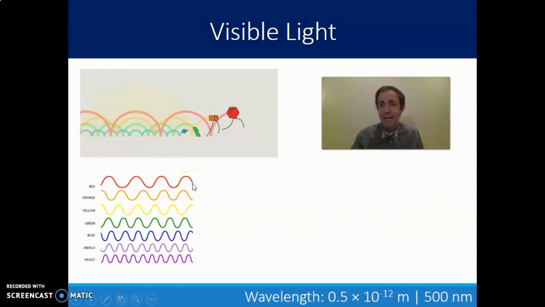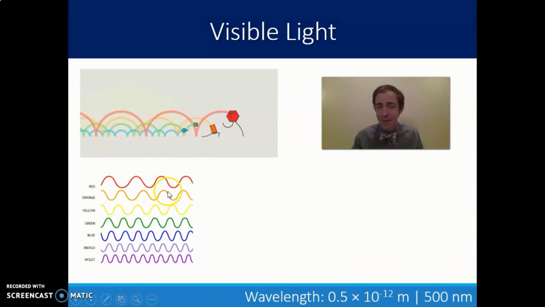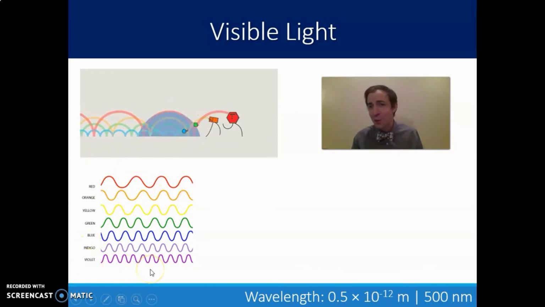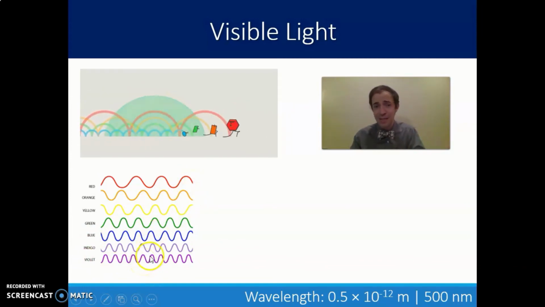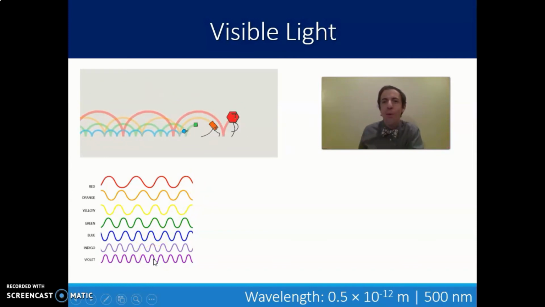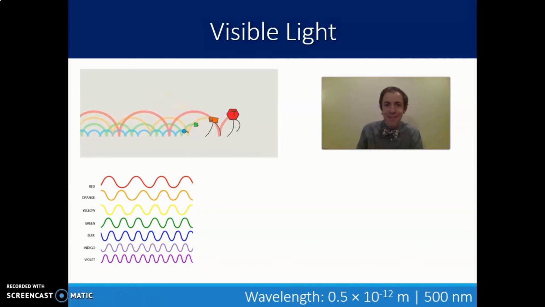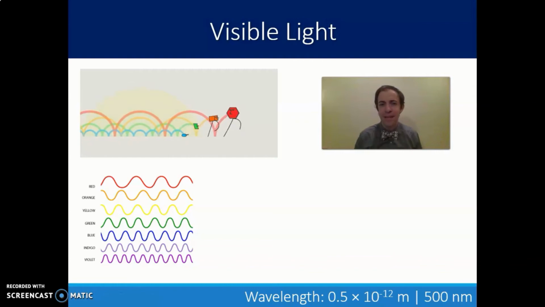Now, visible light is broken down into these different colors, and the difference between the colors, as we mentioned before, is defined by their frequency and their wavelength. That the red light has the longest wavelength and violet light has the shortest wavelength. That also means that the red light has the lowest frequency and violet has the highest frequency, which is why ultraviolet is more energetic than infrared, which we'll talk about next.